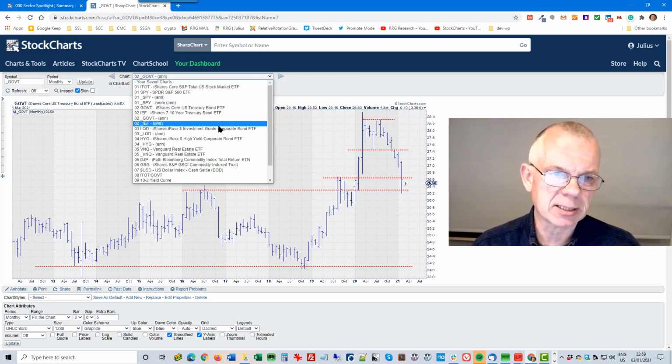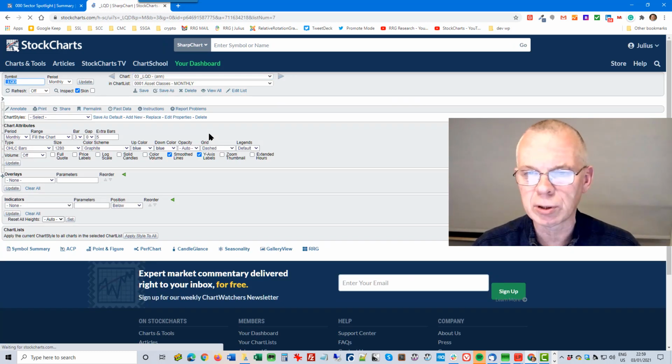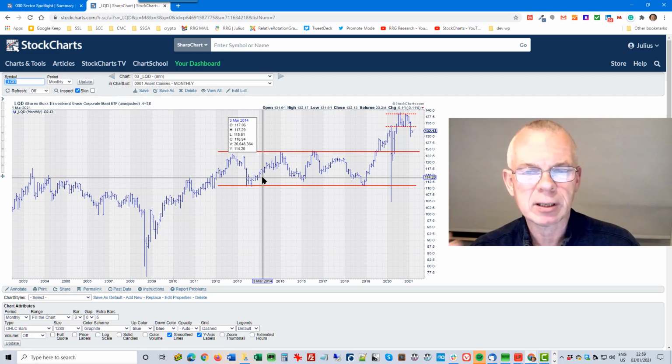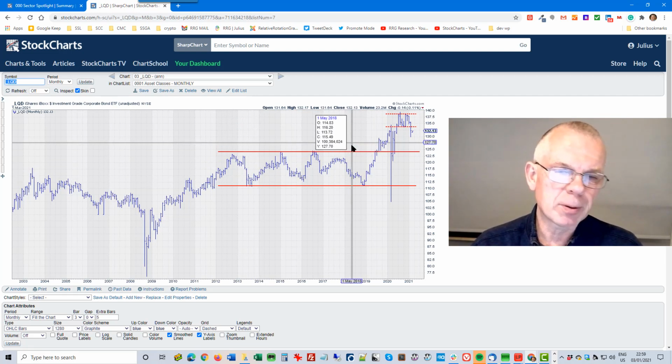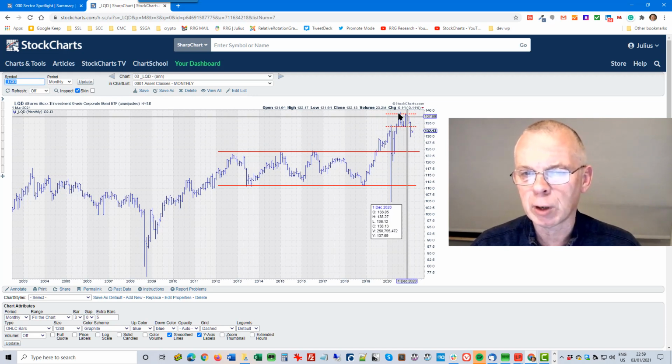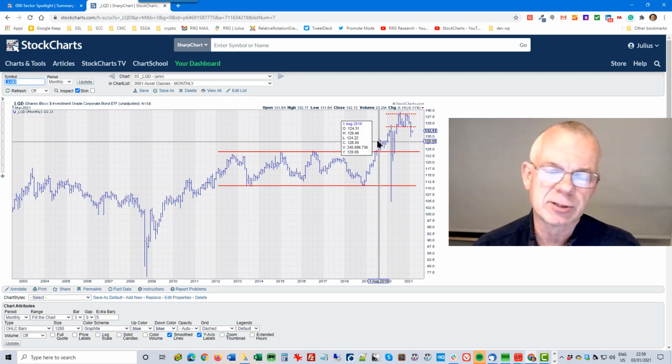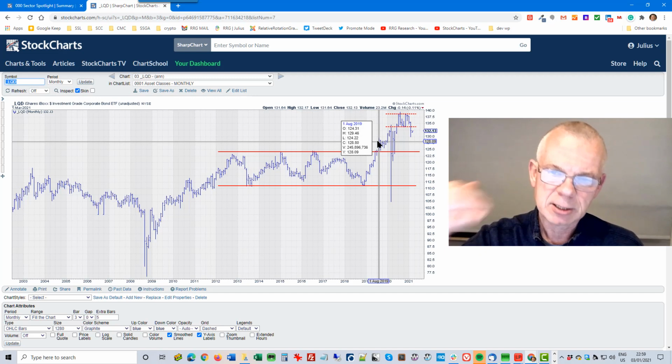Another asset class that is interesting to look at right now, following government bonds, is corporate bonds. And you see that corporate bonds, LQD, seems to be following the pattern that we already have seen in GOVT, which started to accelerate.